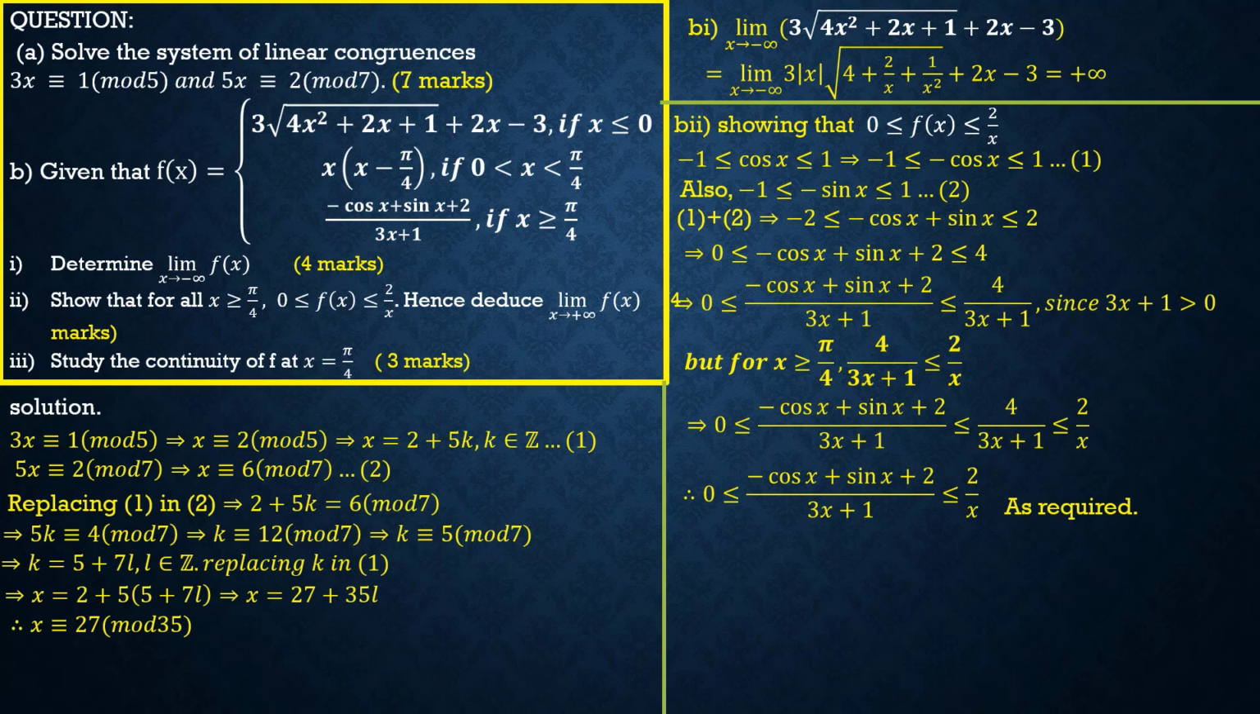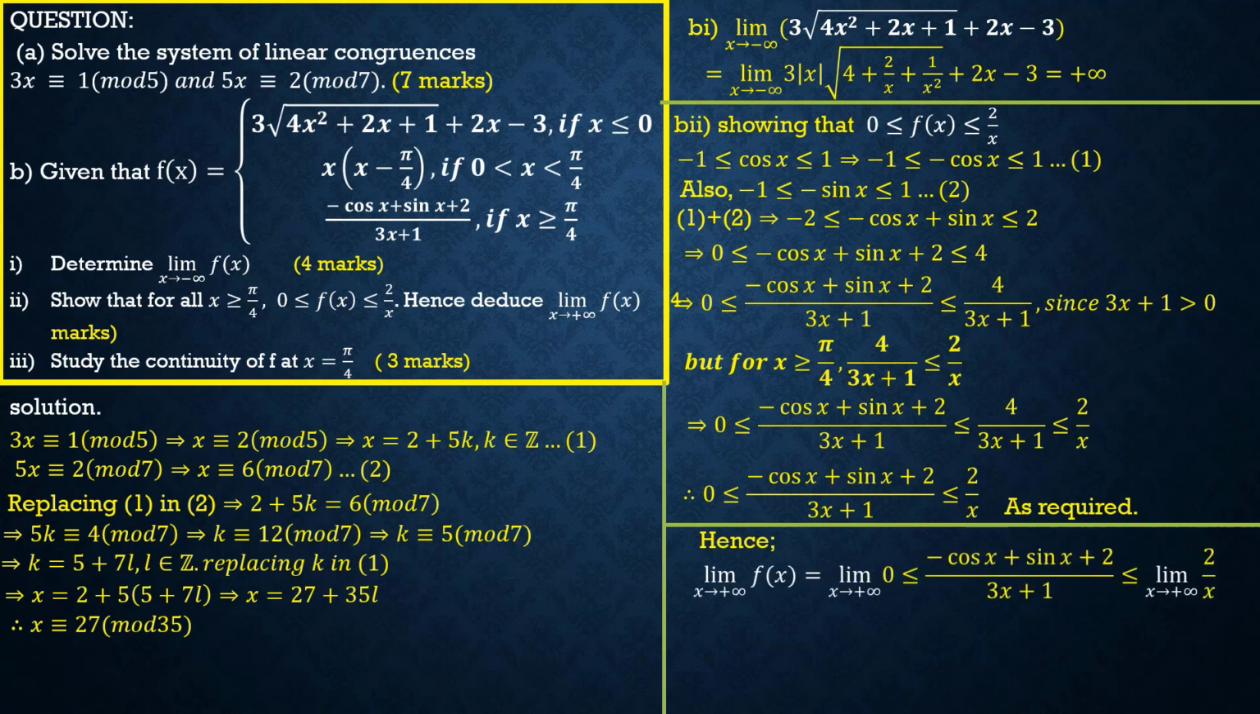Now they said hence deduce the limit as x approaches positive infinity of f of x. So we are going to use the squeeze theorem. Now if we evaluate the limit as x approaches positive infinity of f of x, it means we are going to evaluate the limit at the lower bound and the limit at the upper bound. Since the function at the lower bound is 0, the limit as x approaches positive infinity of 0 is 0, and we are evaluating the limit of f of x, and that will be bounded by the limit as x approaches positive infinity of 2 on x. Now I forgot to include the limit sign here.